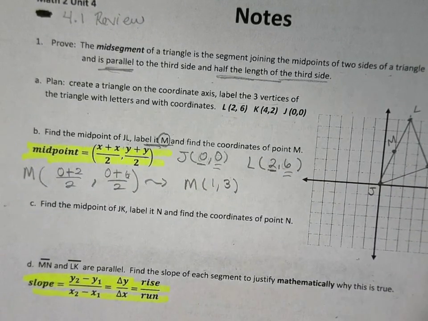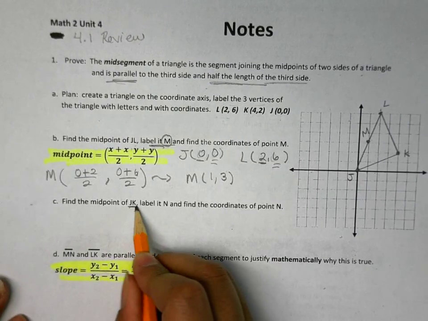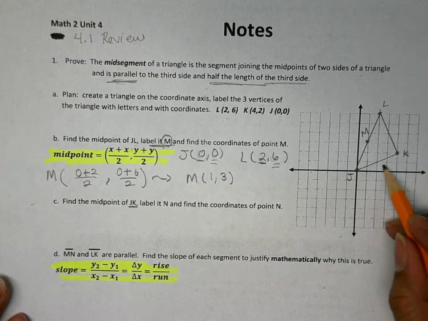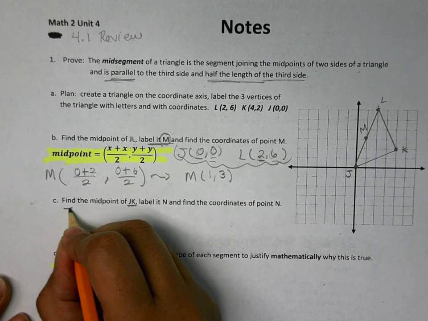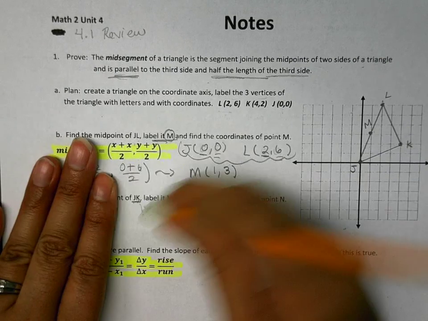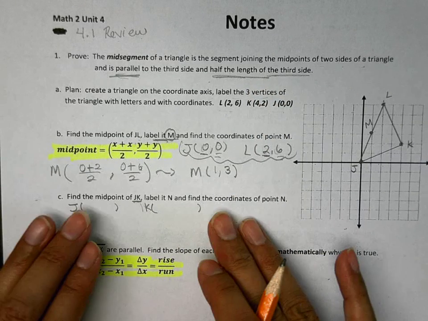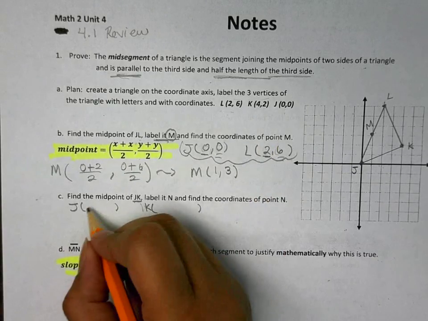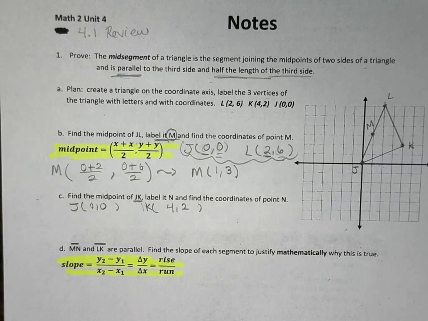All right, what you're going to do next is the exact same thing, but this time you're going to do it for what side? JK. That's this one right here. Again, you first label the points, and you have to do that. If you do not, you're going to get marked off. Because when you make mistakes, I need to know where you made your mistakes, and it's easier if you label. And there's less room for error if you keep your points with you. So J is 0, 0, and K is 4, 2.